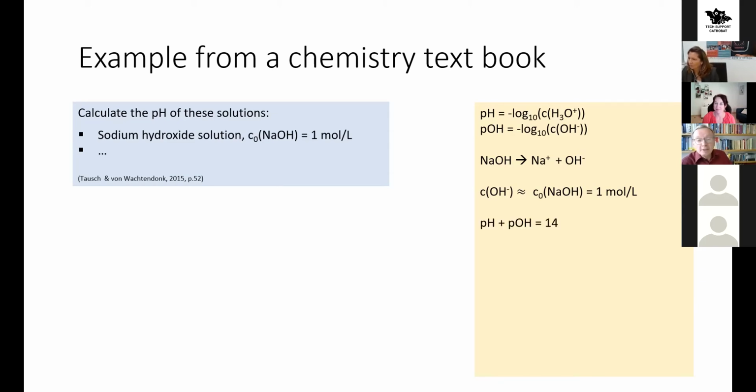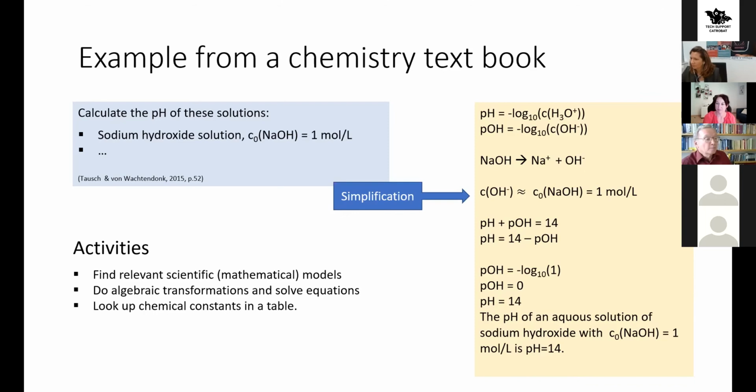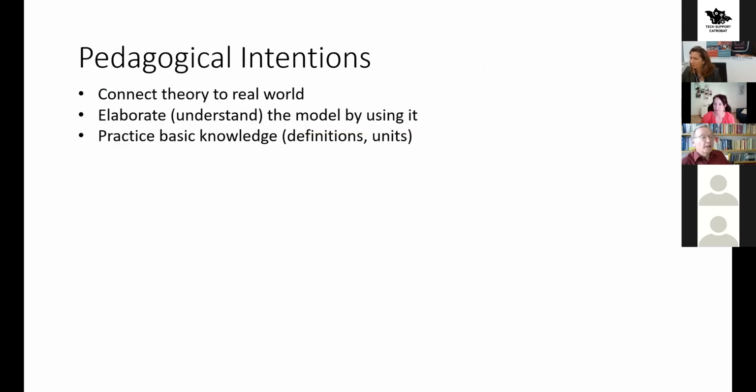You write down all these equations. You do some algebraic reconstruction, and then at the end you have a result. And you write down a nice sentence: the pH of an aqueous solution of sodium hydroxide with concentration 1 mole per liter is pH equals 14. That's what is expected when you do a test. And you do some simplification, and you use correct wording, and so on.